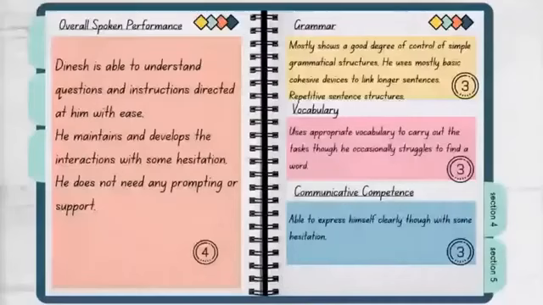Okay, teachers. For his overall spoken performance, Dinesh is able to understand questions and instructions directed at him. He maintains and develops the interactions with some hesitation. Right? Some hesitation, not little, okay, not little. Some hesitation, because that means we notice that, oh yeah, he did hesitate a few times. He does not need any prompting or support. Yes, he did not need any prompting, but he has some hesitation.